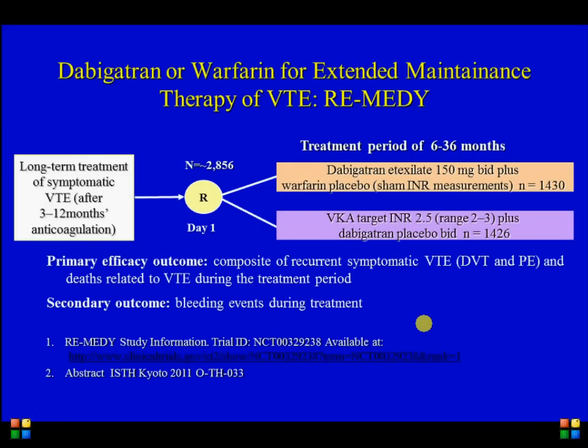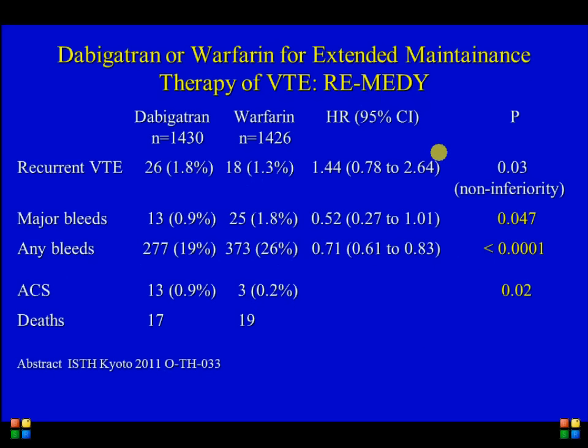In this study, patients who had been treated with conventional anticoagulation for 3 to 12 months had their warfarin stopped, and they were randomized. And here we're talking about a very large study of 2,800 patients. Half of them continued to have warfarin, and the other half went to dabigatran. The treatment period varied from 3 to 36 months, and this was predefined by the doctors. And in this study, the results were as follows.